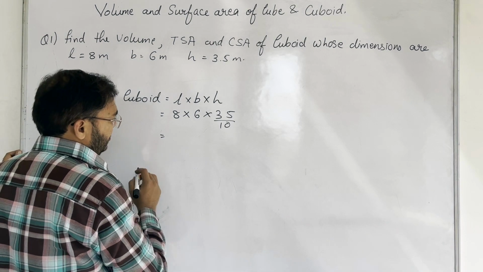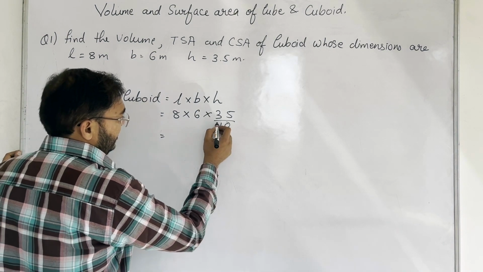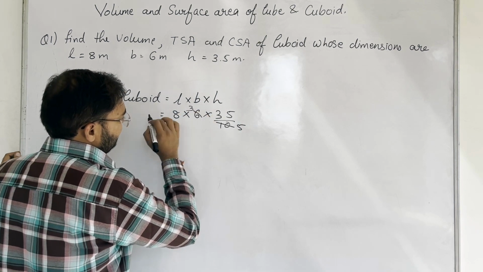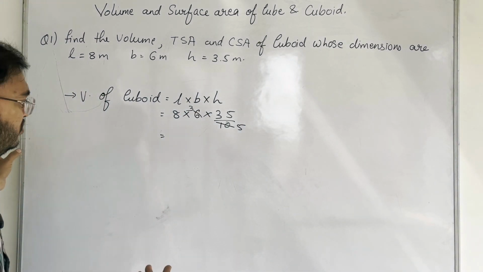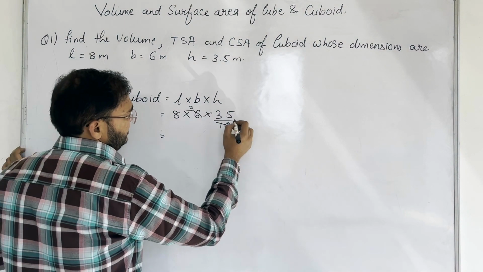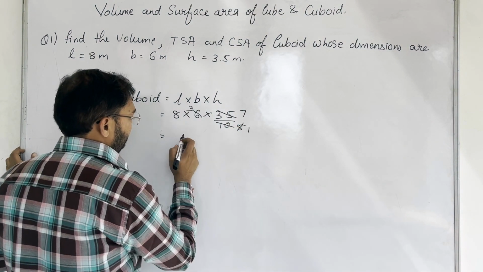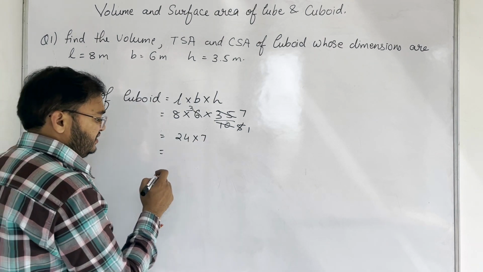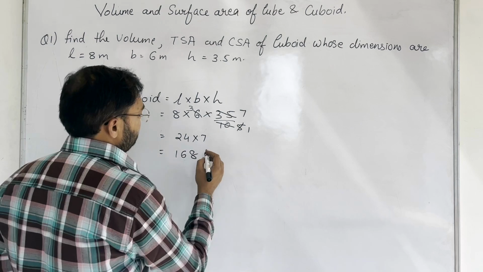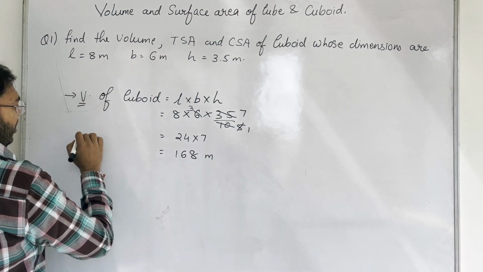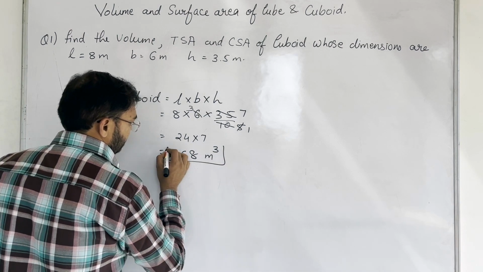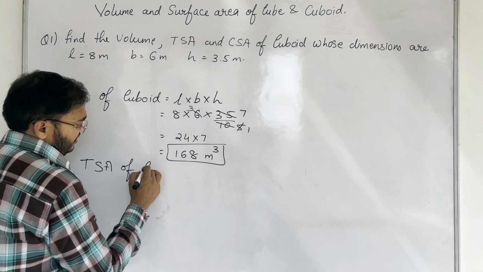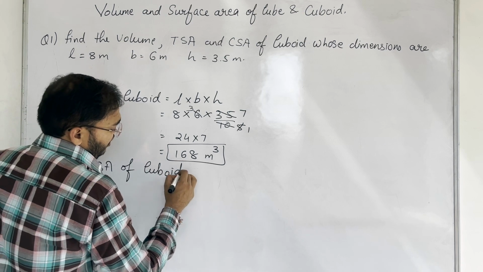Now if you see over here, then what we are getting? 2 5s are 10 and 2 3s are 6. 5 1s are 5, 7s are. That means 8 3s are 24. 24 into 7, which is equal to 168. Is the unit meter, and as we are talking about volume, it will become cube. Clear? Now if we want to find TSA of cuboid, now what is the formula of TSA of cuboid?